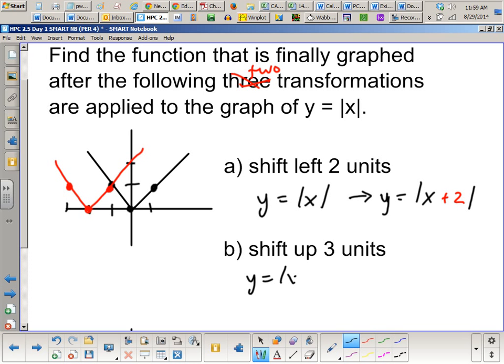Y equals absolute value of x would then become y equals absolute value of x plus 3. So here we are adding to the outside. That's a vertical shift. And it is up. Interesting.